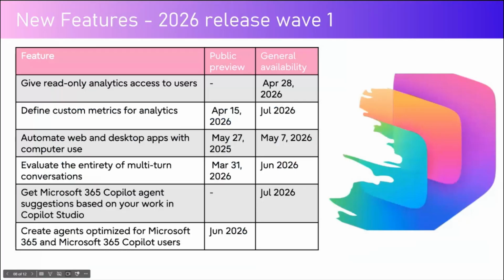The next one is defining custom metrics for analytics. So now you can measure your agent performance and ROI related to your organization's requirements and policies. So you can get business insight and decision making as per your organization's approach. That one is already in public preview and will be available generally from July 2026. So what does that mean and where can you find that option?